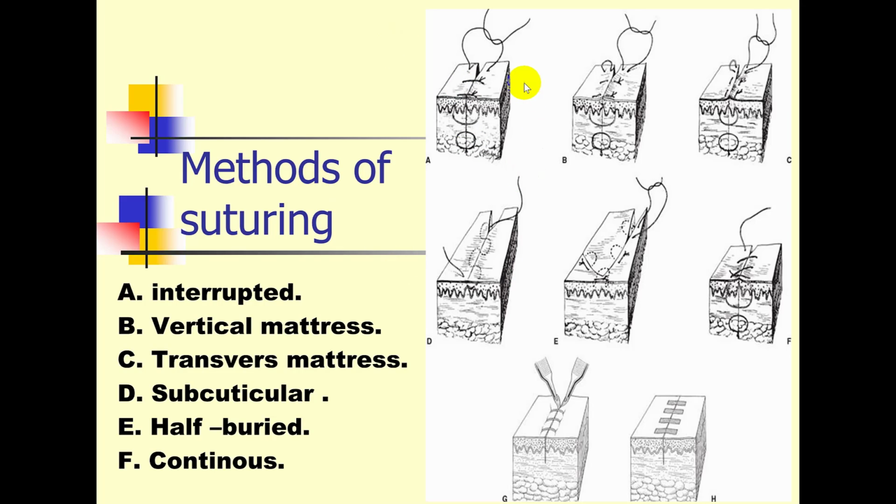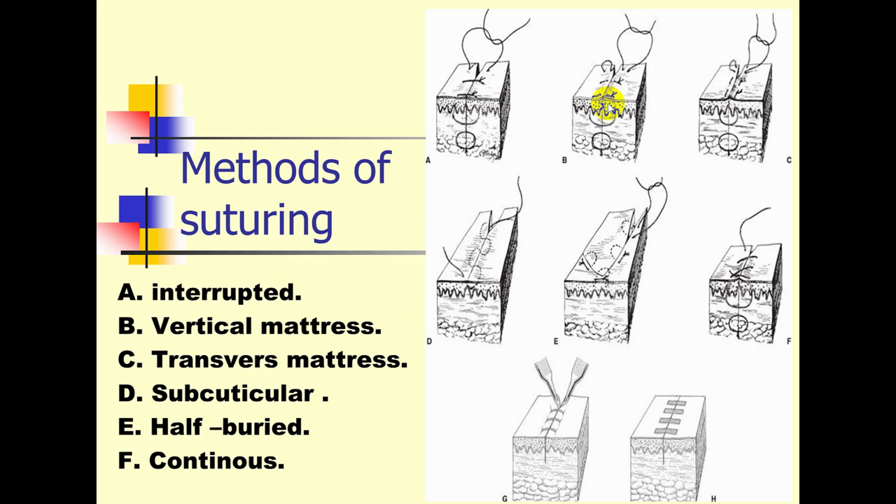The simple way, commonly used for covering wounds like in the abdomen and the extremities, is the simple interrupted stitch. I go through one side of the wound with full thickness and go to the other side, and then I tie the knot on one side of the wound. This is the simple interrupted stitch.